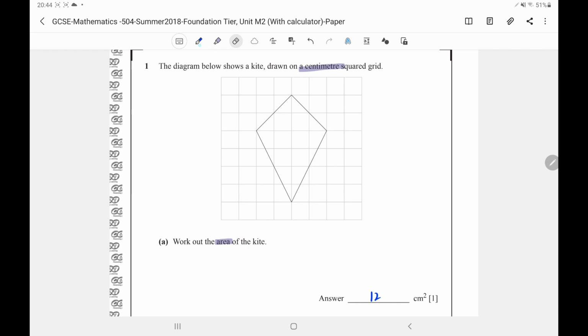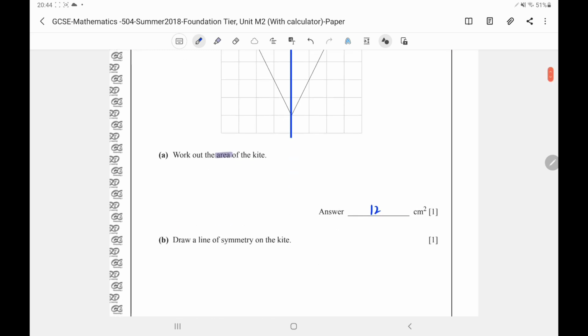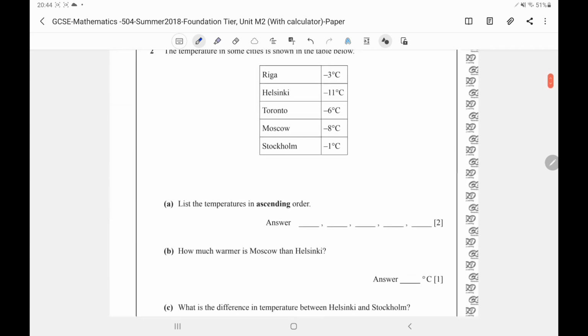Draw a line of symmetry on the kite. Well, the line of symmetry for a kite will be right down the middle, because when you fold the right hand side over the left, the line should overlap. That's question 1 done. That's 2 marks.